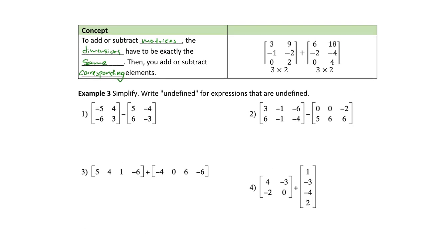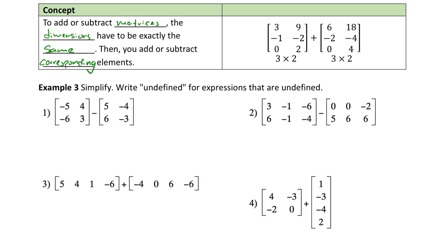Our next operation is to add or subtract matrices. The dimensions have to be exactly the same. So that's important, that they have to be exactly the same. 3 by 2, 3 by 2. It cannot be anything else that is exactly the same. Right? Have to be exactly. Then you add corresponding elements or subtract corresponding elements.